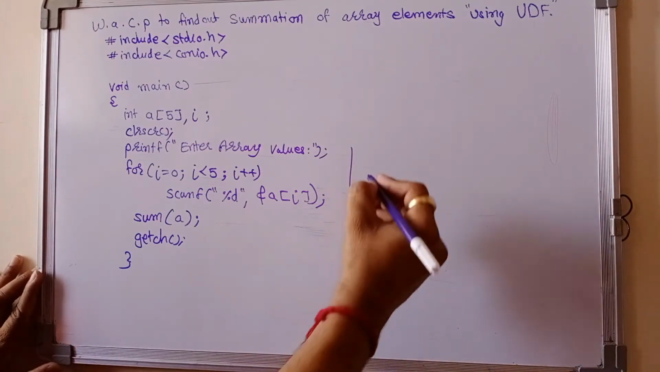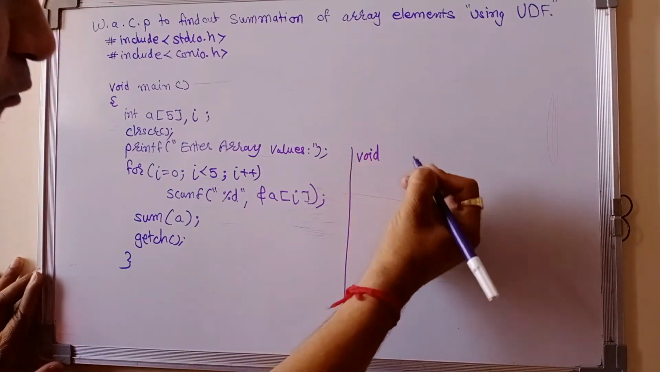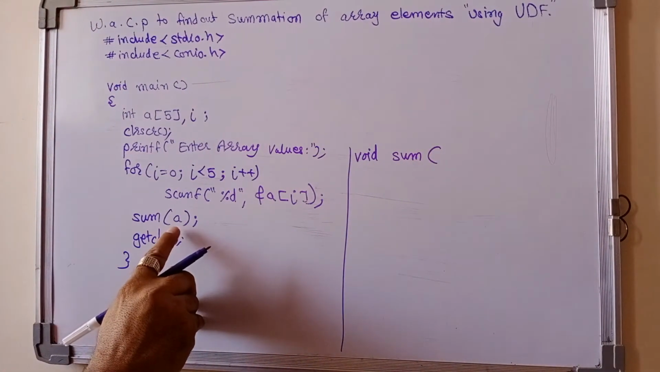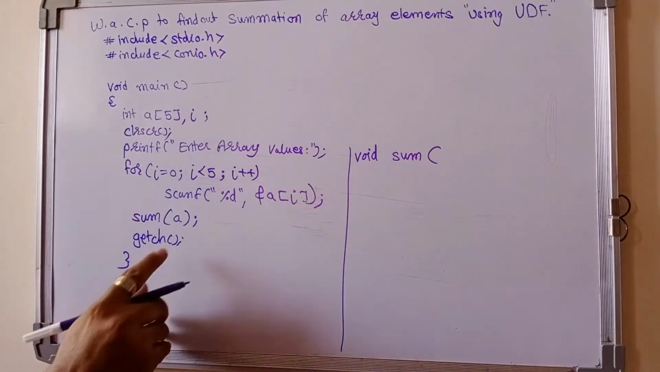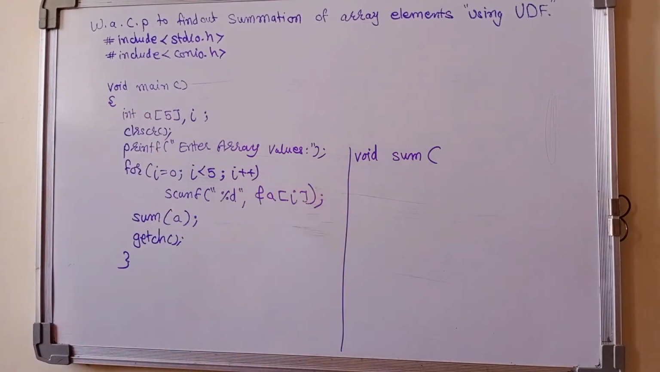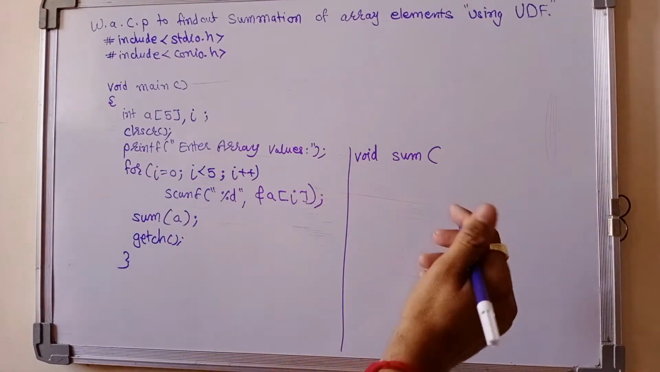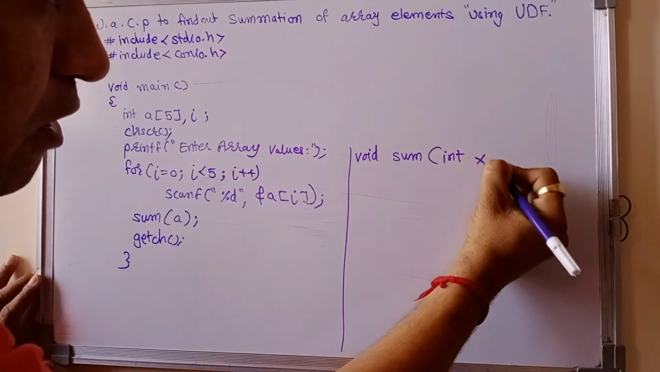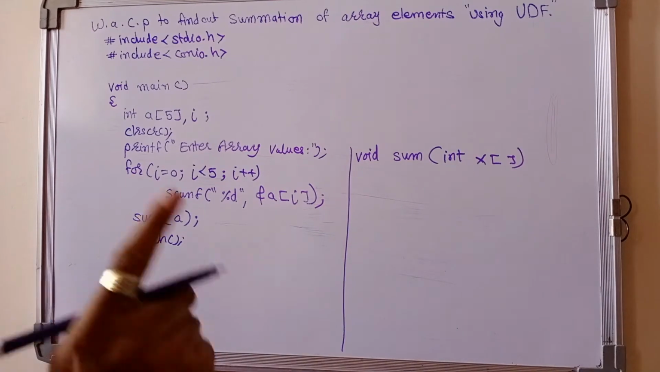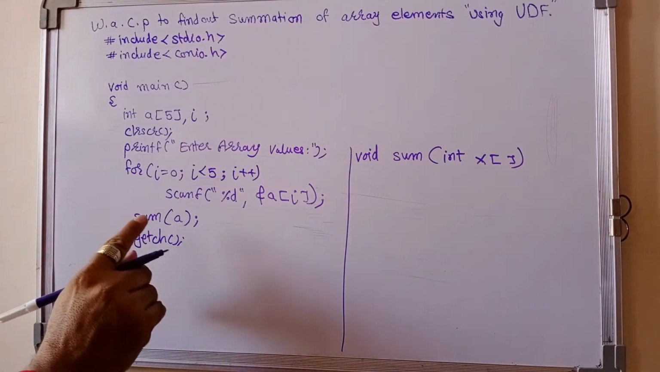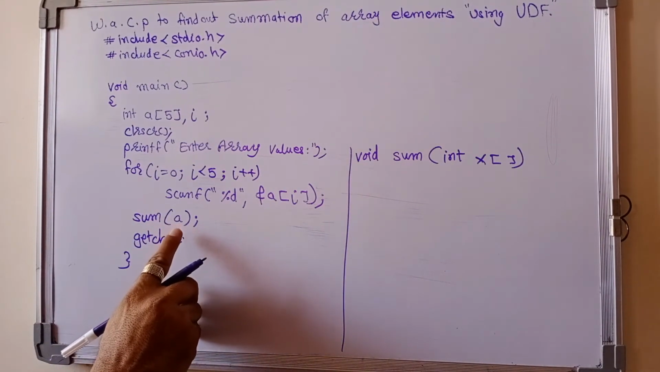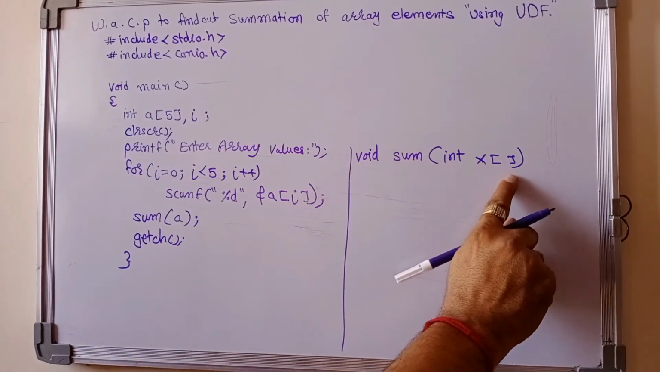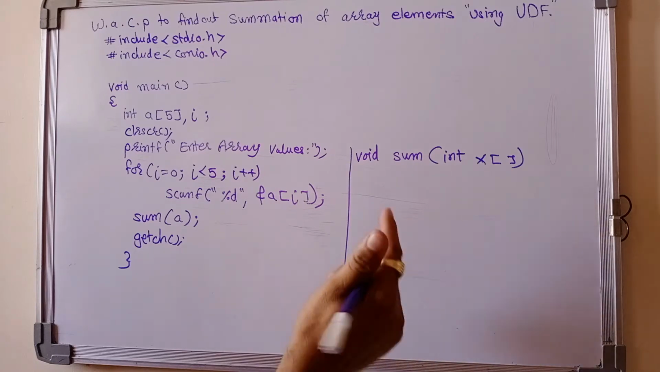Here, I am going to write a user-defined function sum. Void, function name is sum, and our argument is integer array. Our argument is integer array, so it must be received in integer array. So here I am receiving it integer x array. Remember here, when we supply array, in the calling statement we just need to write array name, and when we receive that array we need to use array symbol as well in the function declaration.